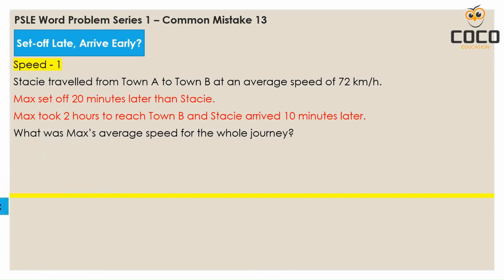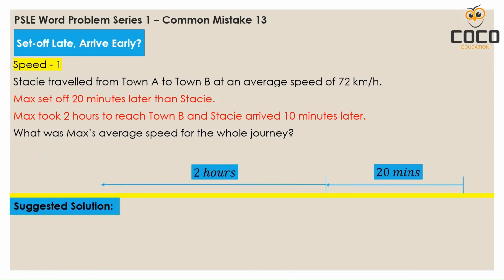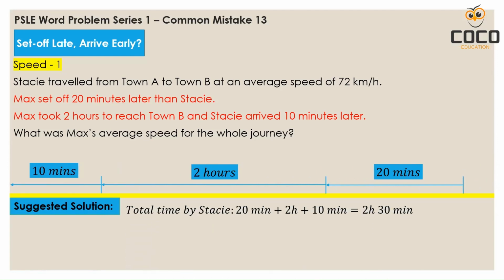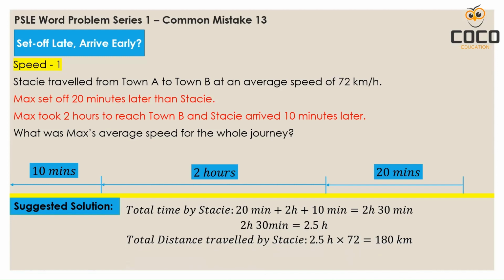Sum up the 3 time segments. We have the total time taken by Stacy is 2 hours and 30 minutes, which is 2.5 hours. Next, we need to get the distance between town A and town B using 2.5 times 72, which is 180 kilometers. So Max's speed is 180 divided by 2, which is 90 kilometers per hour.